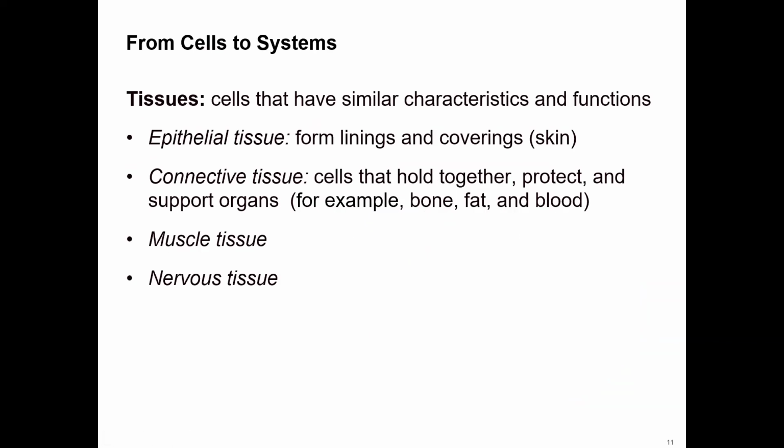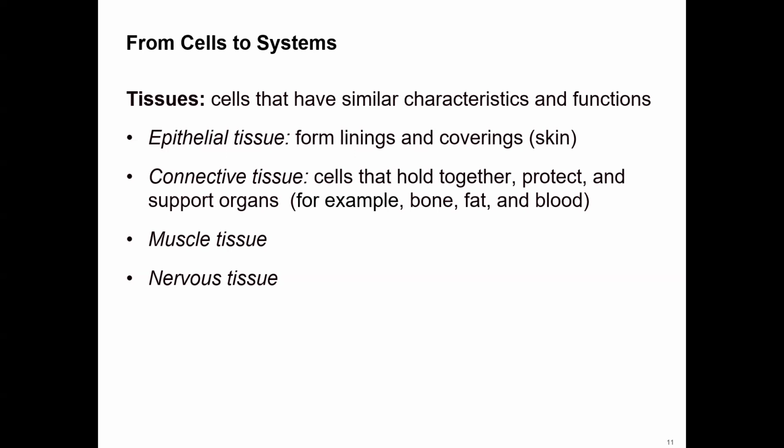Once you put all these cells together, you generally have what's called a tissue. And these are cells that generally have similar characteristics. They work together and they have a similar purpose or function. In the human body, we talk about four major categories of tissues. Epithelial tissue generally forms some kind of lining, usually on the outside of something, but it's also inside of the body. You think of your skin as epithelial tissue, but also different membranes inside the body as epithelial tissue.